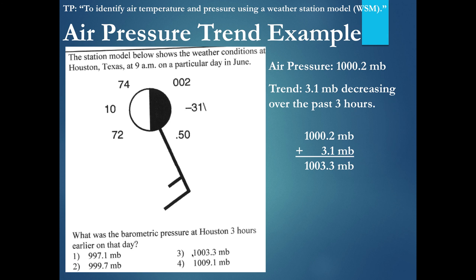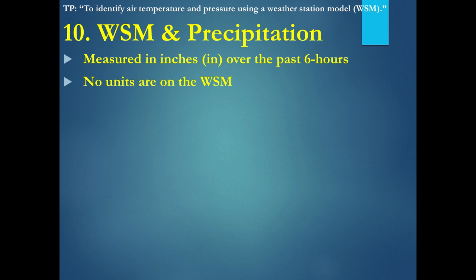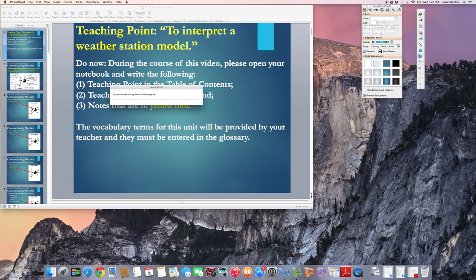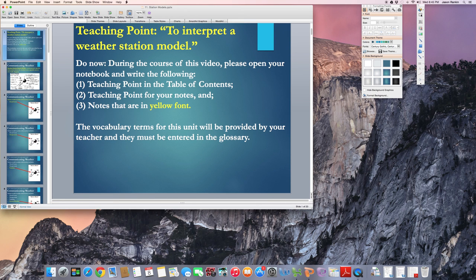All right, last point, WSM and precipitation. Measured in inches, IN, over the past 6 hours, and no units are on the weather station model. Okay, that will conclude the weather station model.